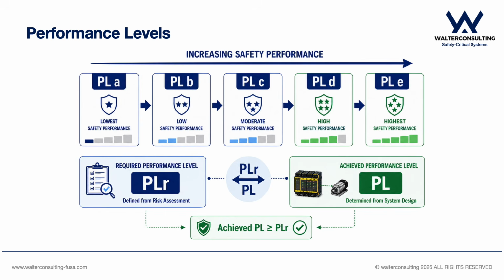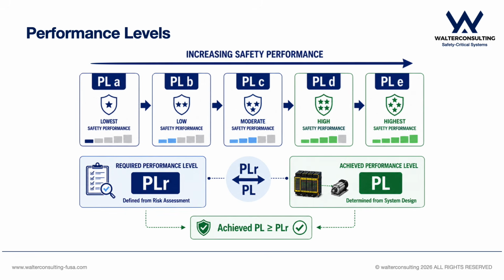This brings us to one of the central concepts of ISO 13849, the performance level. ISO 13849 defines 5 performance levels, ranging from PLA to PLE. These levels represent different capabilities of a safety-related control system to perform a safety function under foreseeable conditions. As we move from PLA toward PLE, the required safety performance increases. PLA represents the lowest level within this classification, while PLE represents the highest. This does not mean that every safety function should automatically be designed for PLE. Instead, the required level should be appropriate for the risk associated with the individual safety function.